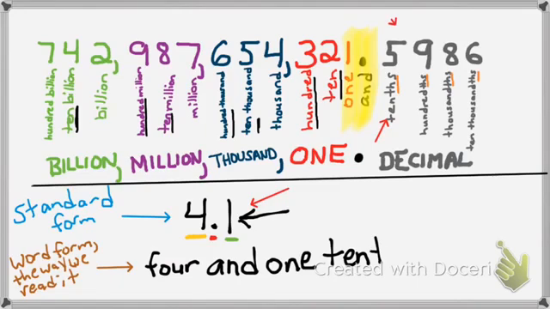I won't put the S at the end since 1 is a singular number. But if it was 4 and 2/10, I would put the S at the end. Any number other than 1, I would put the S. That's not that big of a deal, but this is how I read this number, 4 and 1/10. Remember, the way we read it is the word form as well.